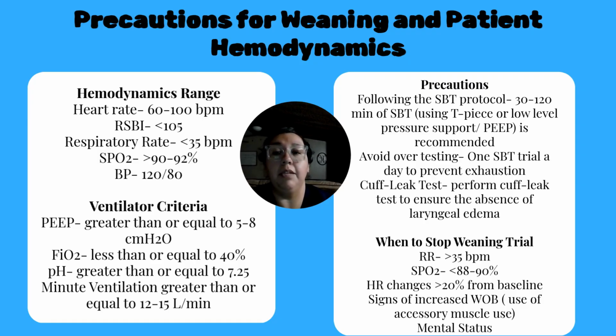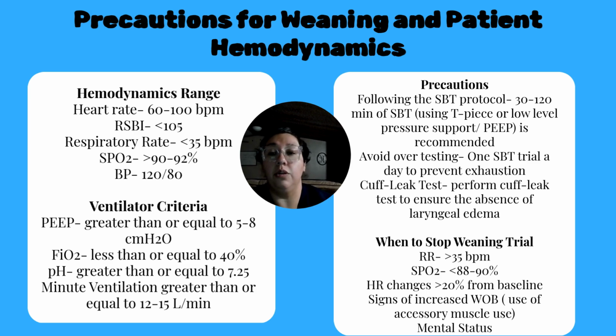For hemodynamic ranges during the weaning process, we try to keep their heart rate anywhere between 60 to 100 beats per minute. Their RSBI should be higher than 105. The respiratory rate under 35 breaths per minute. SpO2 anywhere between 90 to 92. And their blood pressure, we try to keep it as normal as 120 over 80.